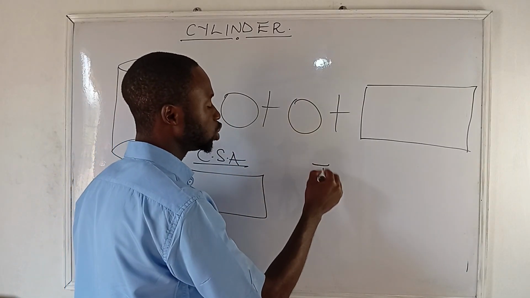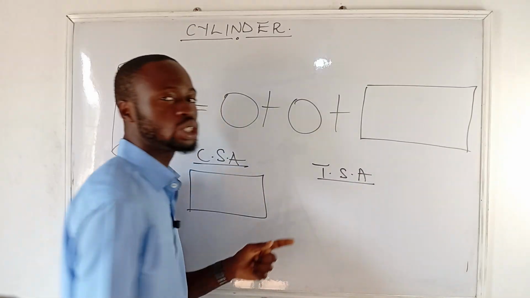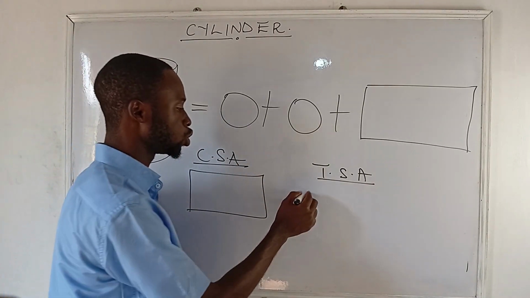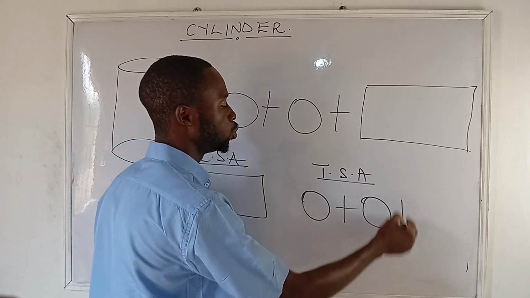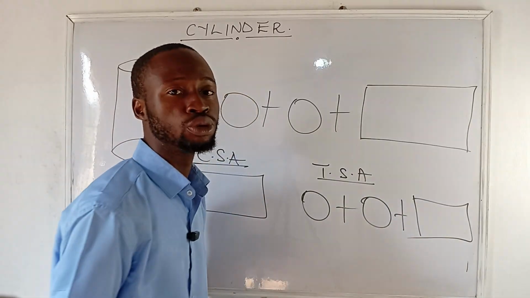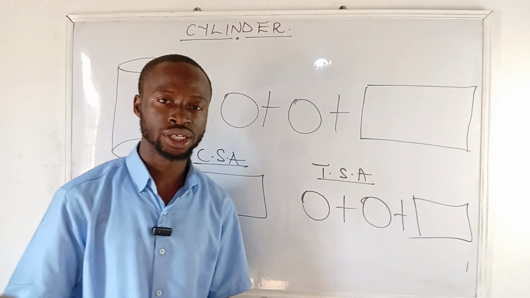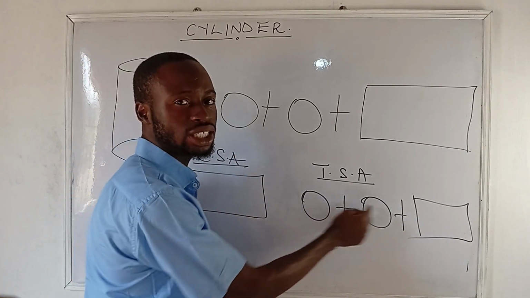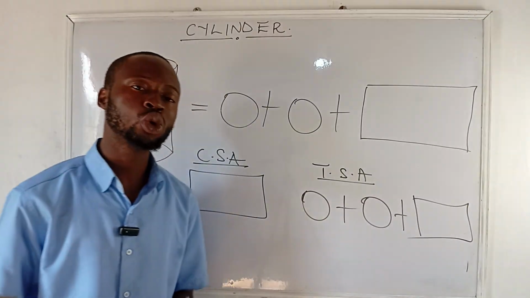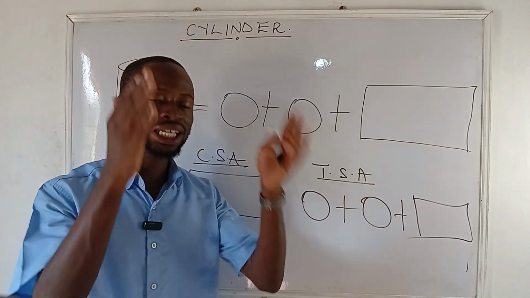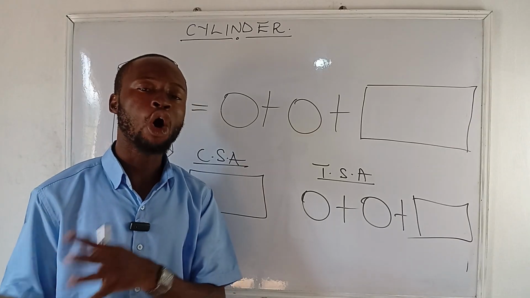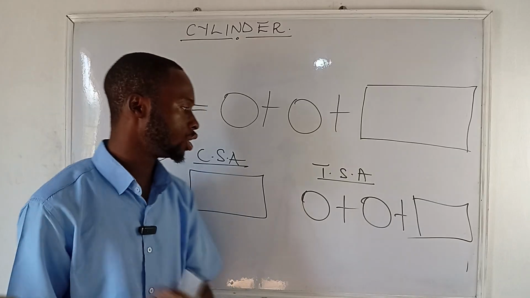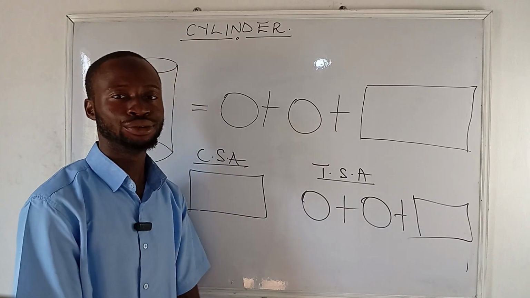So the total surface area of the cylinder is going to be the rectangle, that is the curved surface area, and the two circles. So it will be circle plus rectangle. That will produce the formula for the total surface area. So follow me. We need to know what the curved surface area is, and we need to know what the total surface area is. When you are told a solid cylinder, just know that it means the total surface area of a cylinder. And when you are told the curved surface area of a cylinder, you are basically talking about the rectangle.